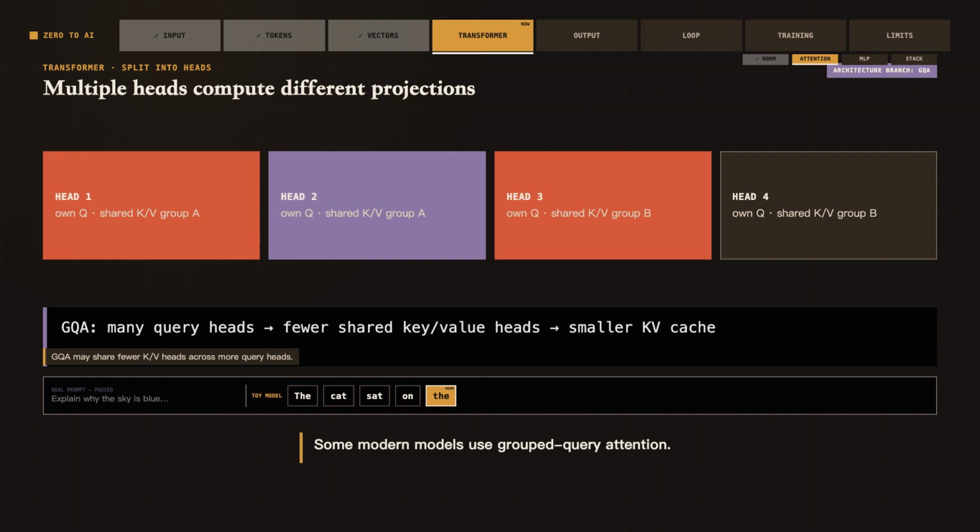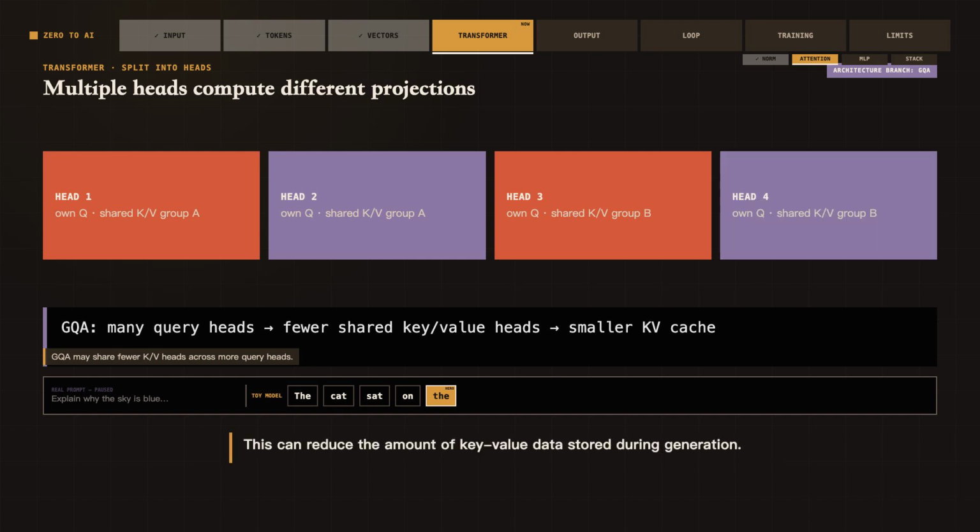Some modern models use grouped query attention. They keep many query heads but share a smaller number of key and value heads. This can reduce the amount of key-value data stored during generation. It changes how heads share K and V, but it does not change the core sequence. Form queries, compare them with keys, and use the resulting weights to mix values. We will calculate one ordinary head first.